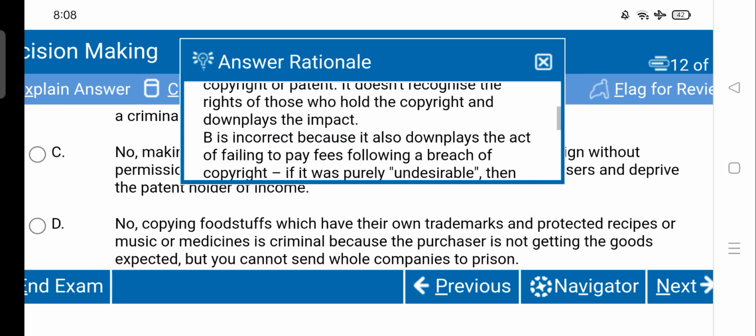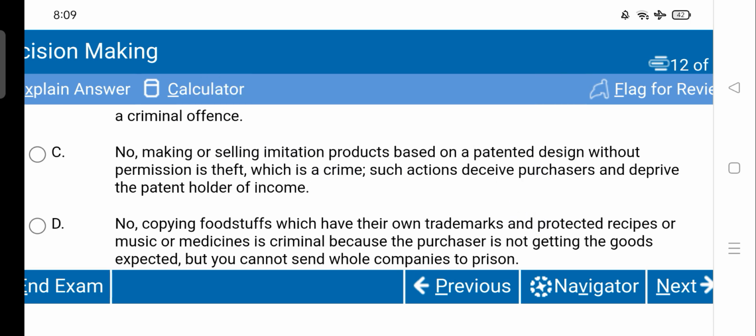So here we have again the option C is the correct option, which says no, making or selling imitation products based on a patented design without permission is theft, which is a crime. Such actions deceive purchasers and deprive the patent holder of income.